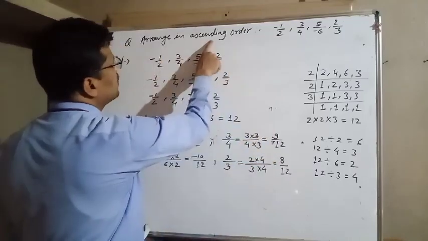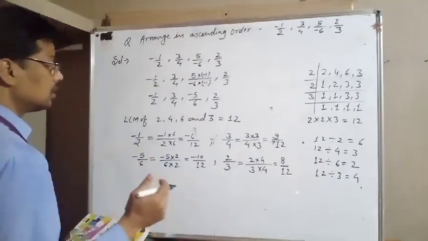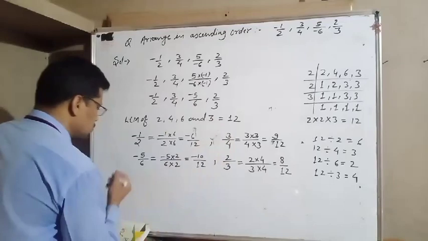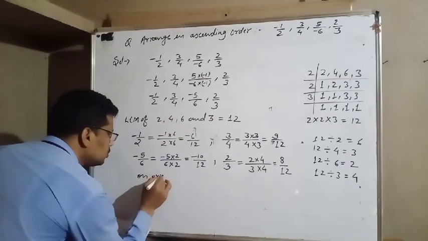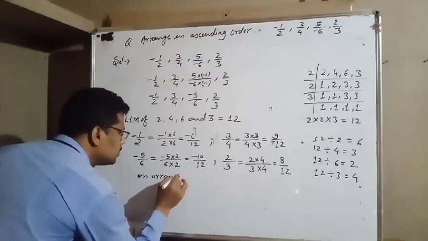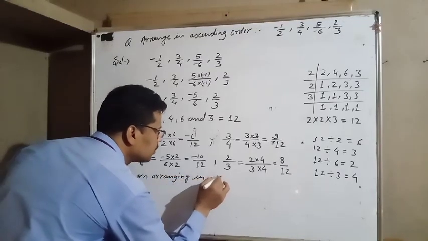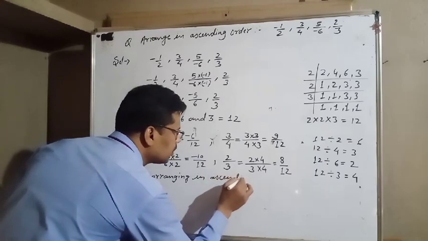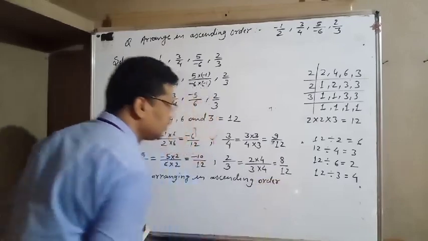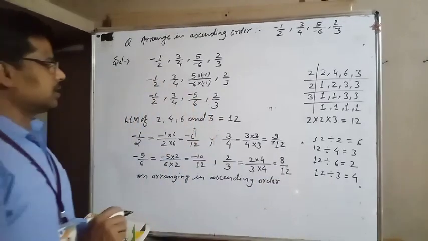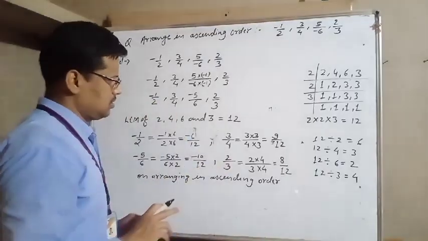Now we want to arrange in ascending order. Ascending means what? Smallest to greatest. So now we can write here: arranging in ascending order. Okay, so we want to arrange in ascending order. Which number should we write first? I'll give you the smallest. Can you tell me?